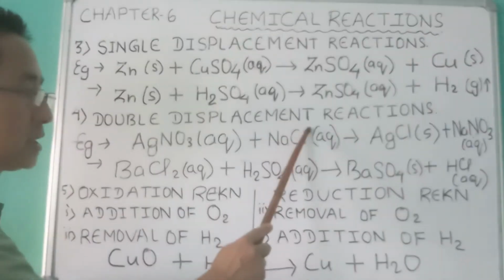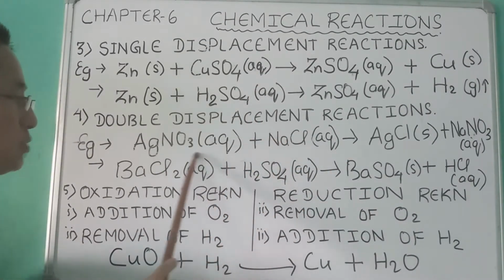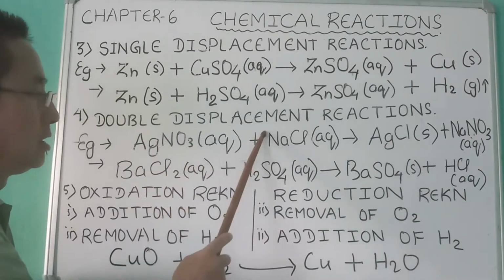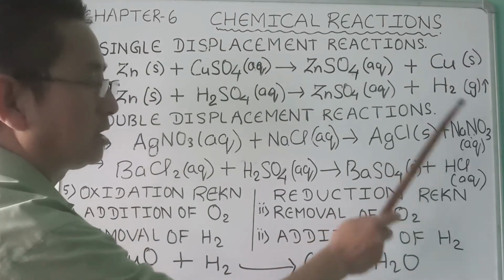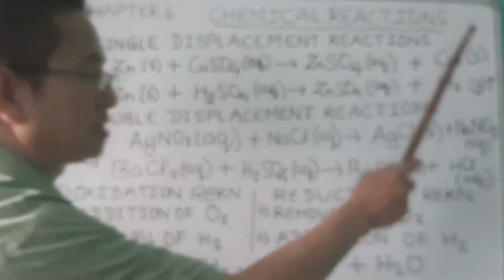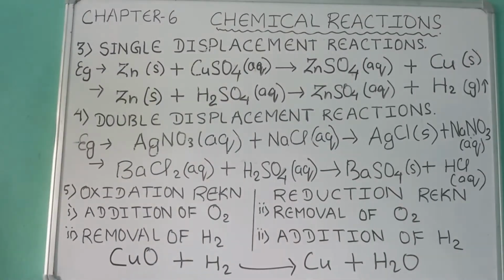Here sodium combines with nitrate of this silver nitrate. So it gives sodium nitrate, NaNO3. Both the valency of sodium and nitrate is 1. So the molecular formula is NaNO3.